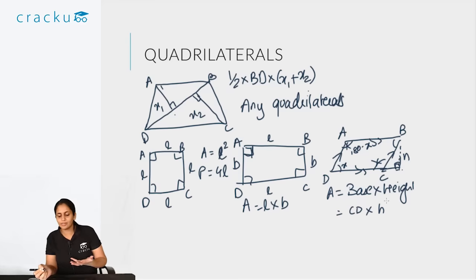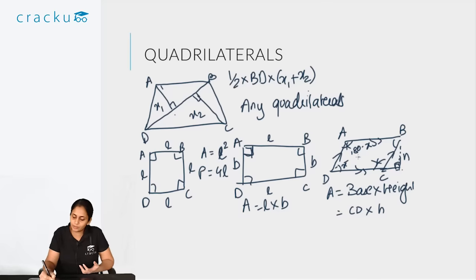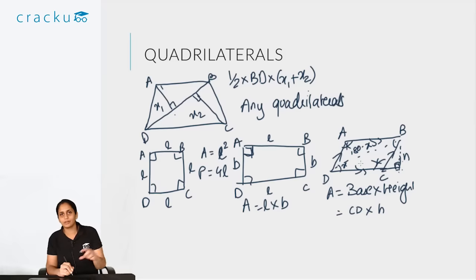Now it's easy to understand why that is the case, because if you split this parallelogram along the diagonal, BDC will be half into H into CD. Similarly, ABC will be half into AB into H. So AB is equal to CD. So essentially, both triangles are equal halves of the parallelogram. So the area of the parallelogram is 2 into half into CD into H, or rather CD into H. So the area of a parallelogram is base into height.